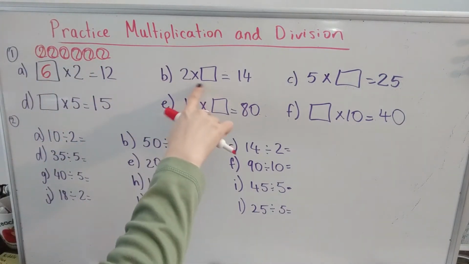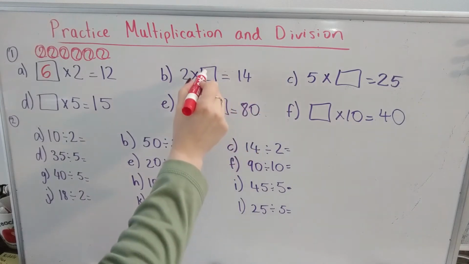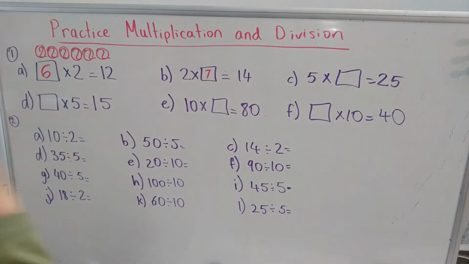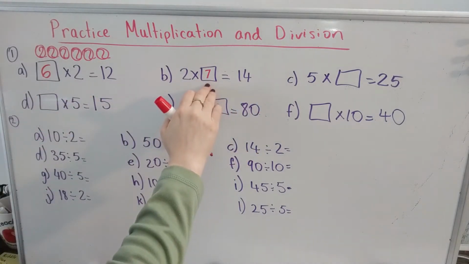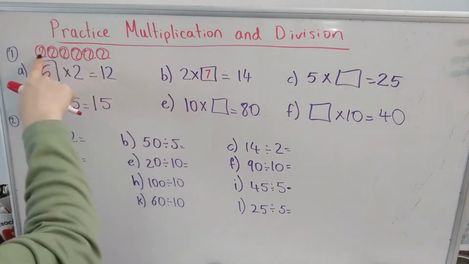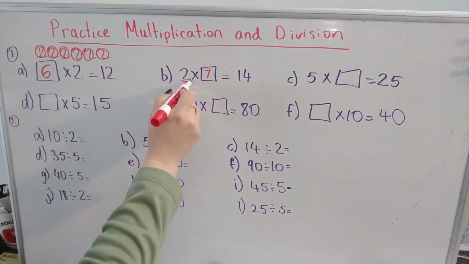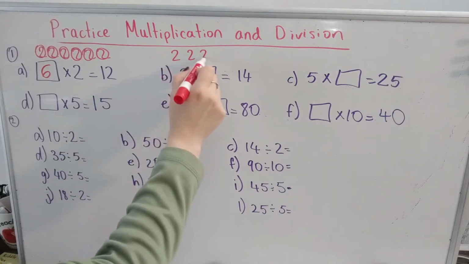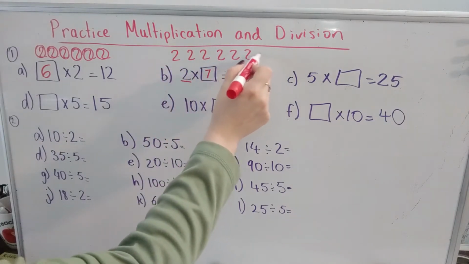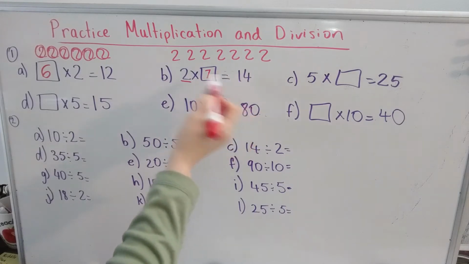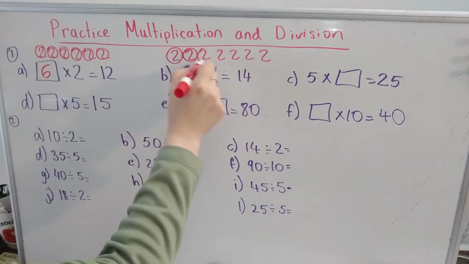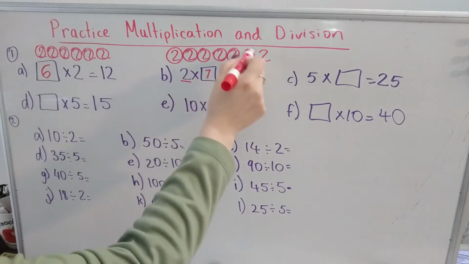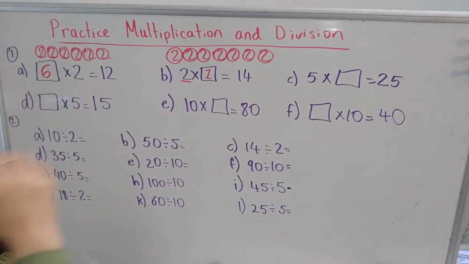2 times what is 14? 2 times 7 is 14. If you didn't know this by memory, again, you're going to count by 2s until you reach your 14. 2, 4, 6, 8, 10, 12, 14. How many 2s did we count? 1, 2, 3, 4, 5, 6, 7. And there's your answer.